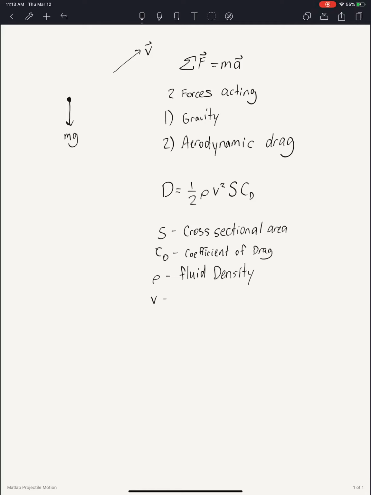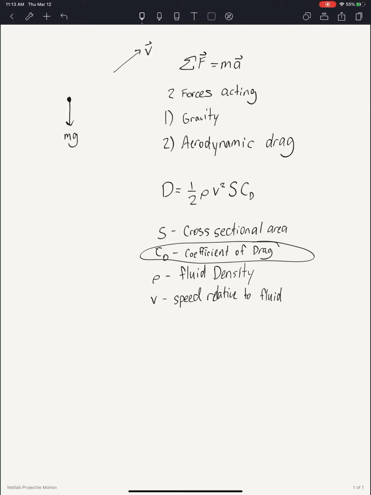I'll be explicit though. V is the speed of the object. That is speed relative to the fluid that it's moving through. So in this problem, I'll just say this. Aerodynamic drag is in general quite complex, and most of that complexity is hidden in this term here. The coefficient of drag handles all the additional complexity.